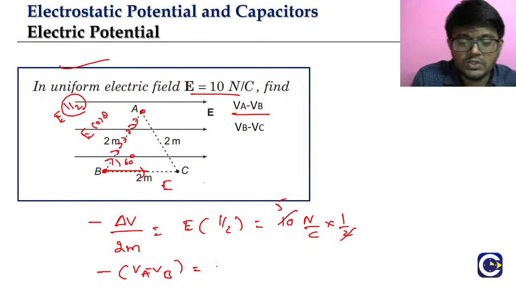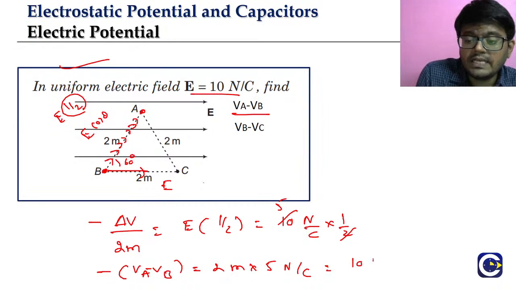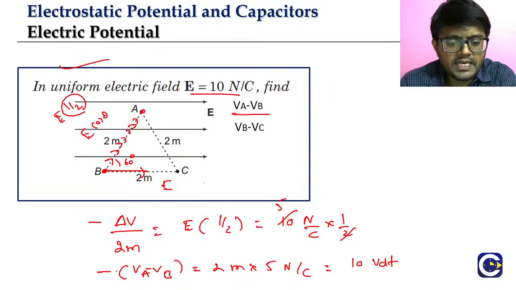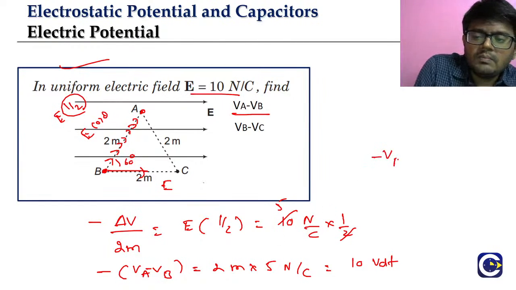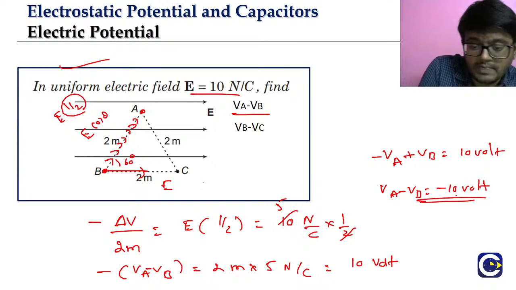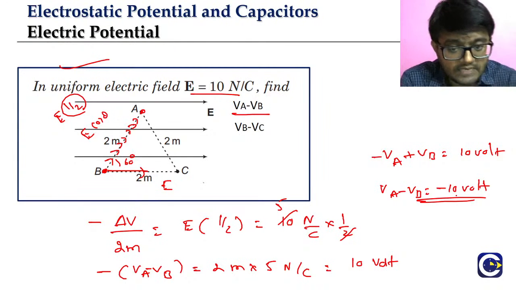On the other side it will be 2 meter into 5 Newton per coulomb. Do you know what this is? 10 volt, SI unit, right? It will be 10 volt. Look, minus, so taking the minus inside it will be minus VA plus VB is equal to 10 volt. But what do we want? VA minus VB we are looking for, right? Means on both sides we can take a minus and multiply. Multiplying, what will VA minus VB be equal to? Minus 10 volt. What is the value of VA minus VB? It will be minus 10 volt.